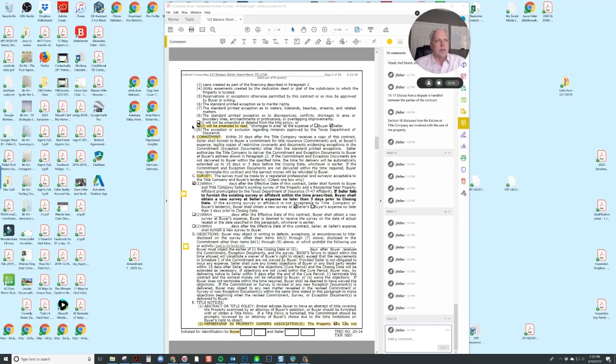Title commitment. So section B is saying that within 20 days of receipt of the executed contract, the title company will turn a title commitment back out for the parties to see. The survey, which is section C, is the outline of the property utilized usually on a legal sized form.